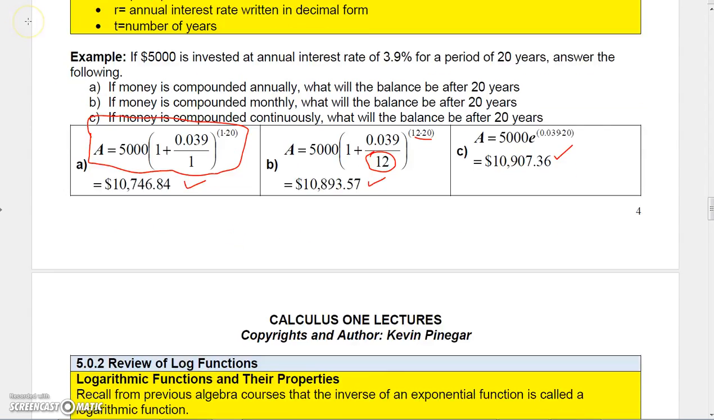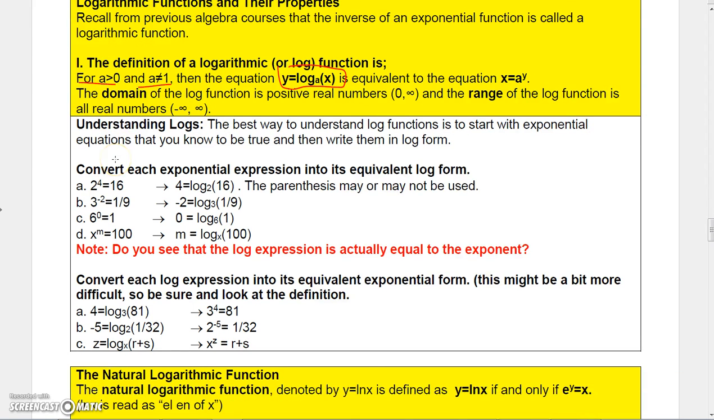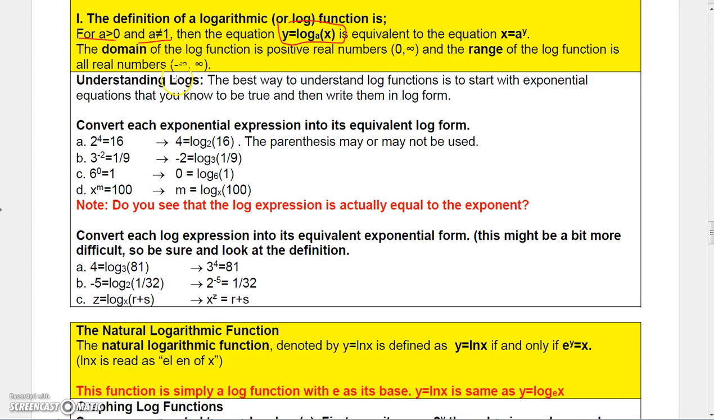Now I'm going to talk about log functions. Here's the definition of a logarithm. It says for a greater than 0, a not equal to 1, when you see y equals log of x base a, that's equivalent to saying x equals a to the y. The domain of your log function is positive real numbers, and the range is all real numbers.